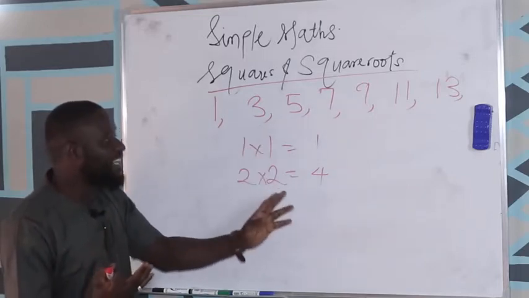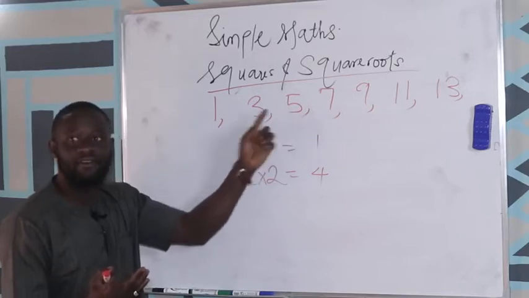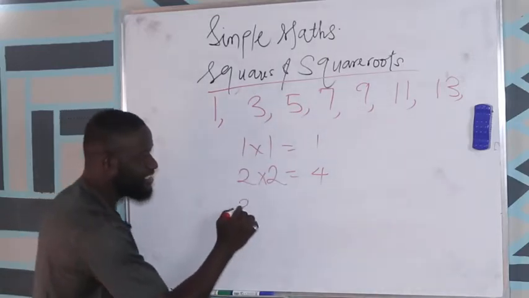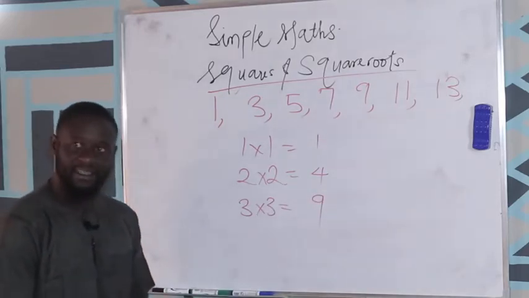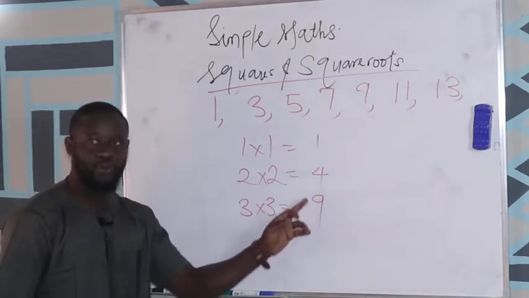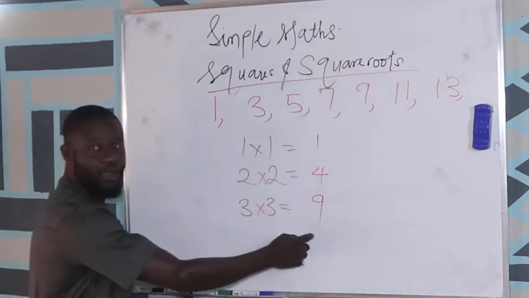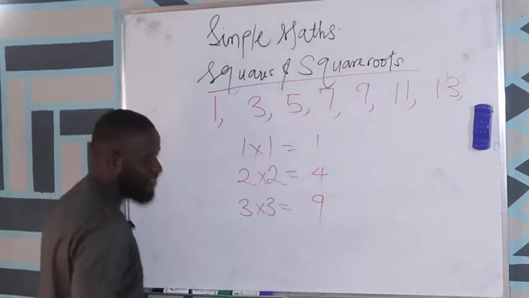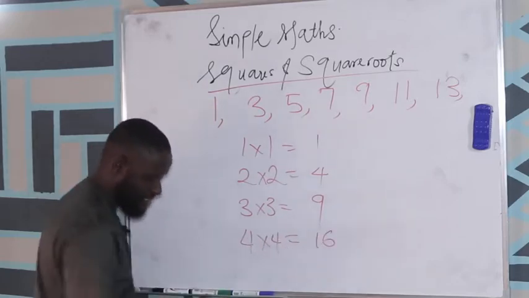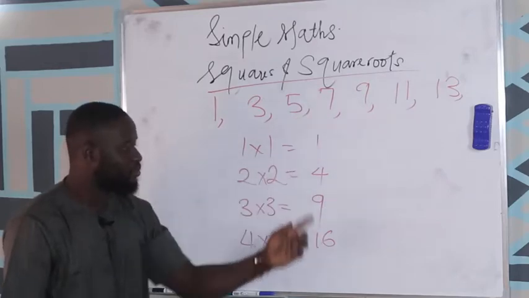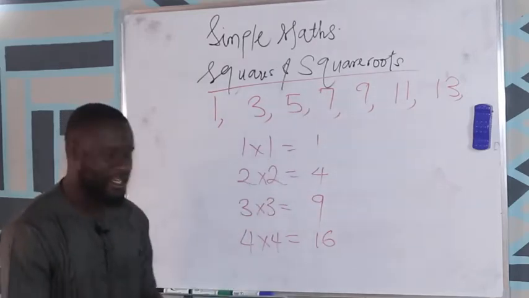So that means for the next square of a number, we will add 5. Now watch. 3 times 3 is what? 9. So 4 plus what will give you 9? 5. So the next one we add 7. 4 times 4 will give you what? 16. 9 plus 7 will give you 16. So the next one we add 9.